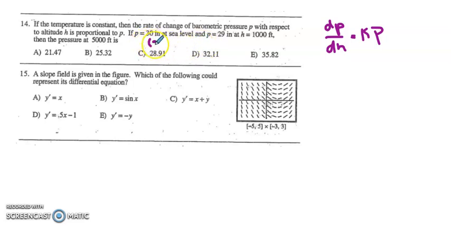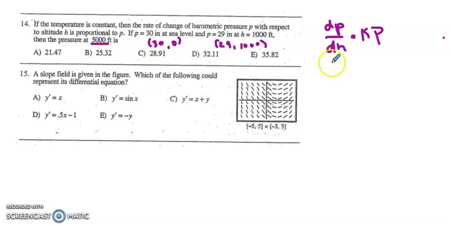So we have the point (0, 30), because sea level is 0 feet of altitude. And then at 29 barometric pressure, we have 1,000 feet of altitude. So then they want to know what is the pressure when the altitude is 5,000 feet.